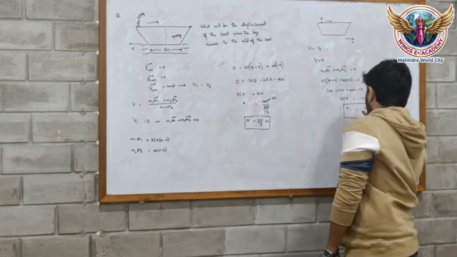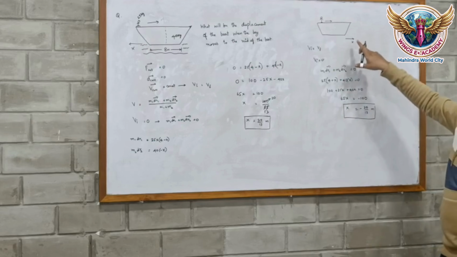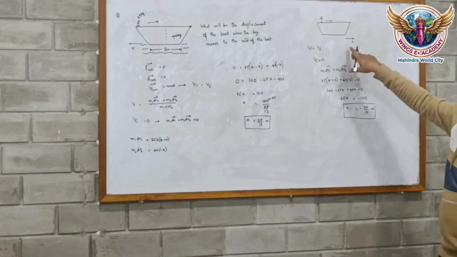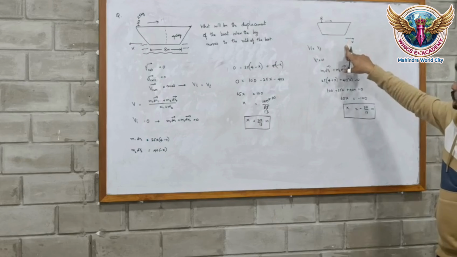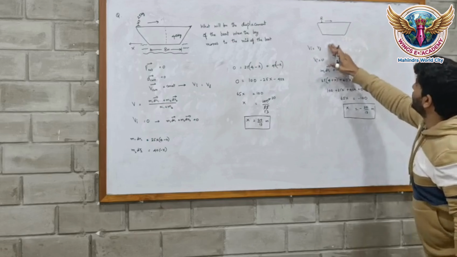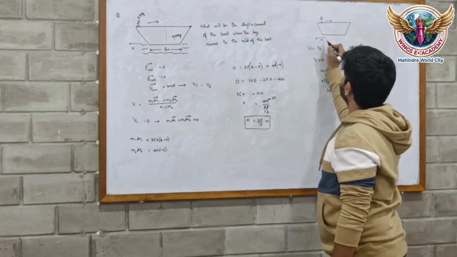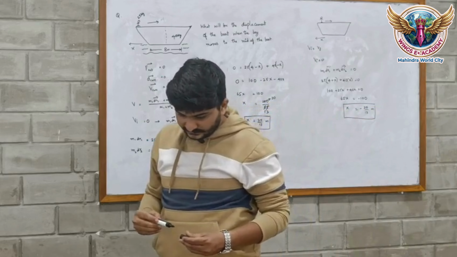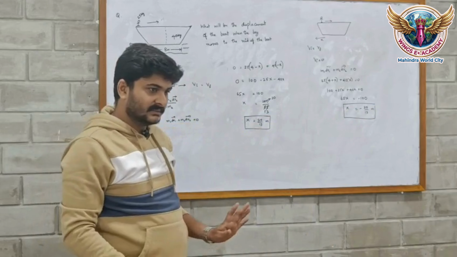As the answer is coming negative, the direction which I defined for the boat is wrong. So I have to change the direction like this. The boat is actually moving in this direction. Did you get it? Did you get it? Right?